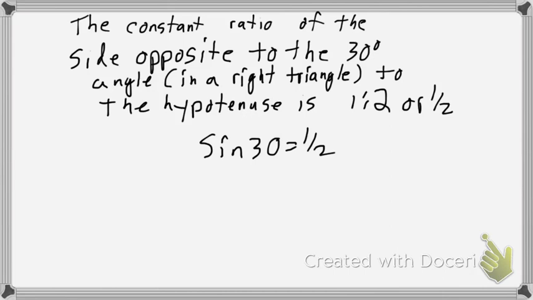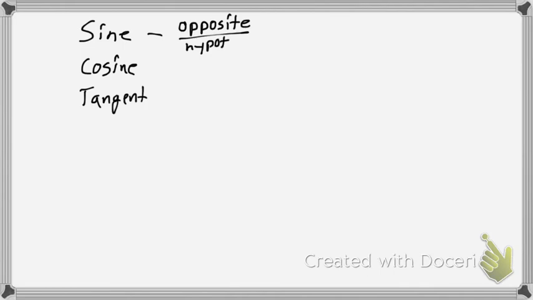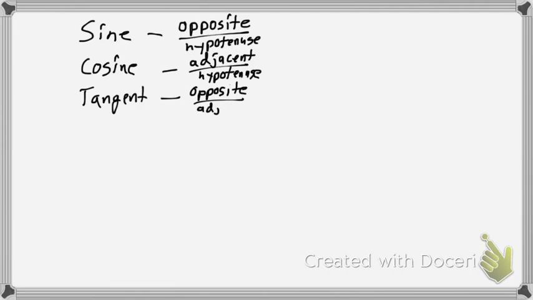And that's all that sine, cosine, and tangent are. They're an expression of the ratios. So these are your 3 trigonometric functions. Sine is opposite over hypotenuse. Cosine is adjacent over hypotenuse. And tangent is opposite over adjacent.